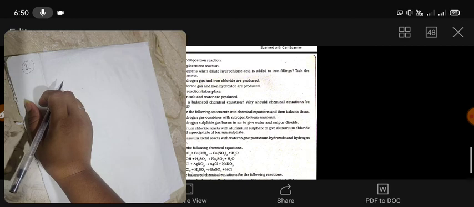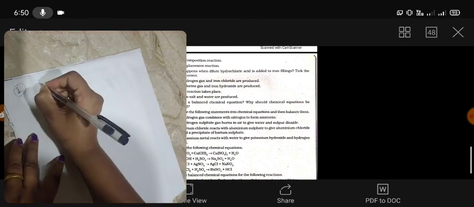In last class we completed in-text questions and textual 1 to 4. Now let's do the fifth question. Translate the following statement into chemical equation and then balance them. So first question is hydrogen gas combines with nitrogen to form ammonia.